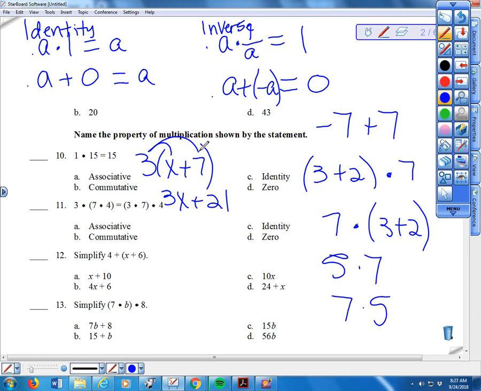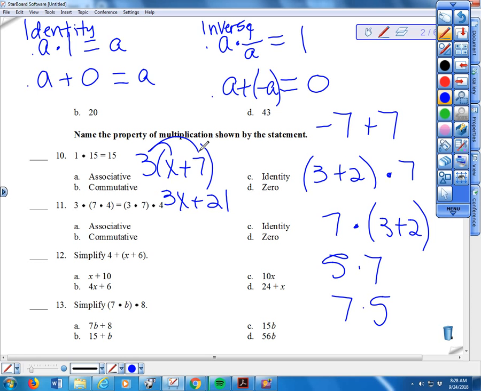Okay, so we have the identity, multiplication and addition. We have the inverse, multiplication and division. We have the associative property, and we can really make that multiplication and division. The commutative property, multiplication and division, and then the distributive property. You need to know all of those because there will be a question or two on the test tomorrow.